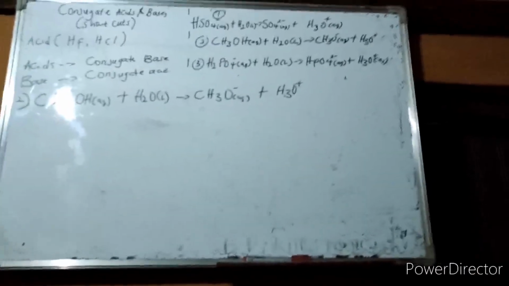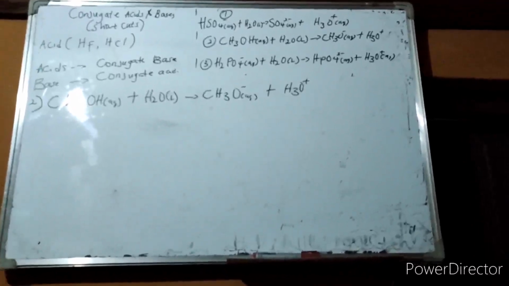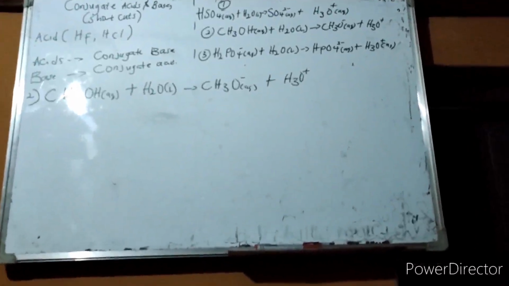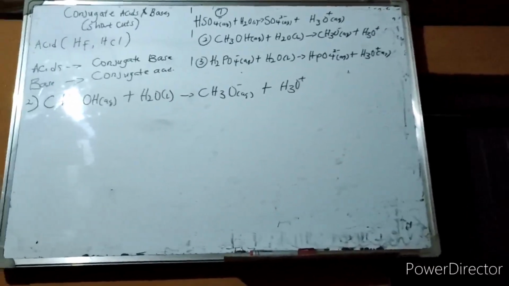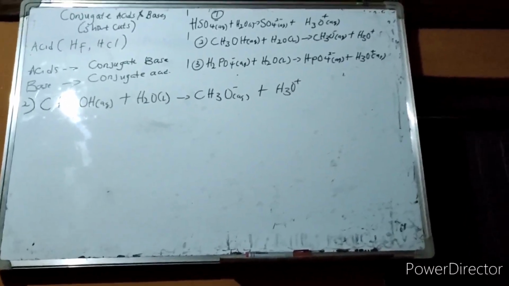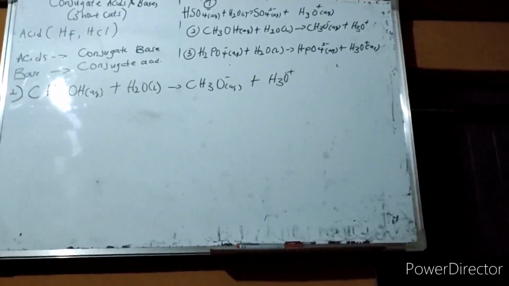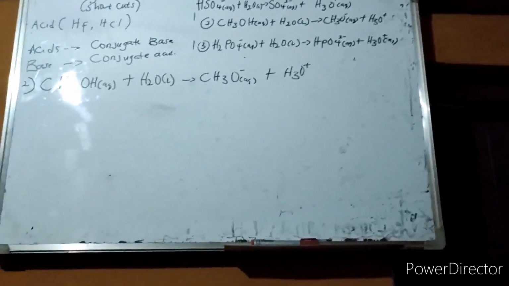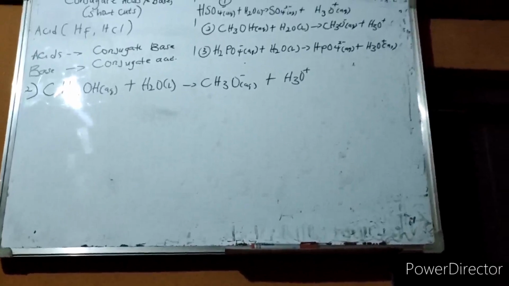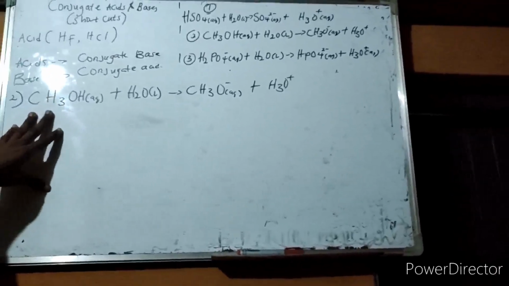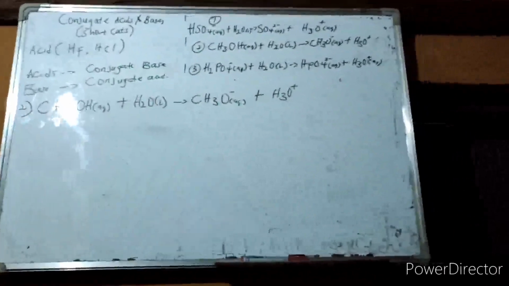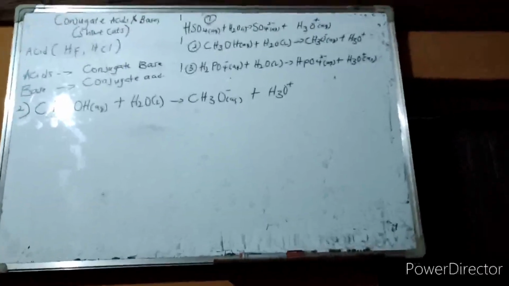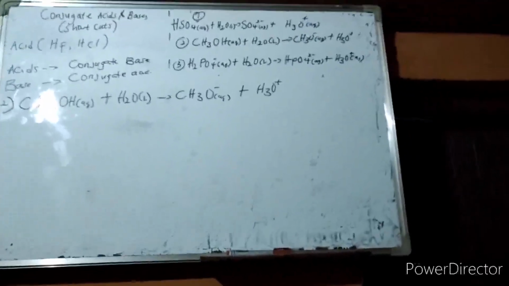Now, in this question, we have to know which is going to function as an acid and which is going to function as a base. You get? So you are going to identify the one that is functioning as an acid and the one that is functioning as a base. Now this is methanol. This is H2O, and you have the ions of it, CH3O minus plus H3O plus.